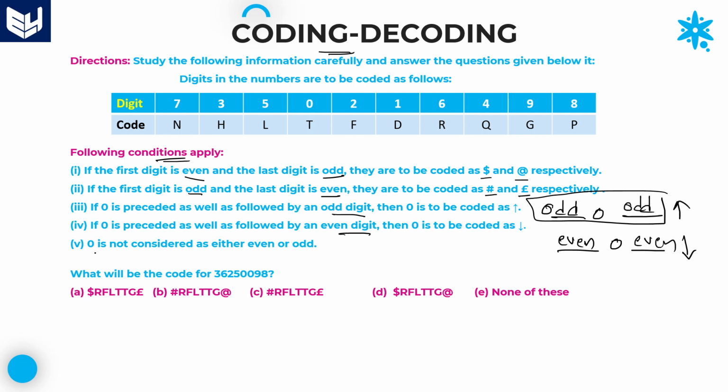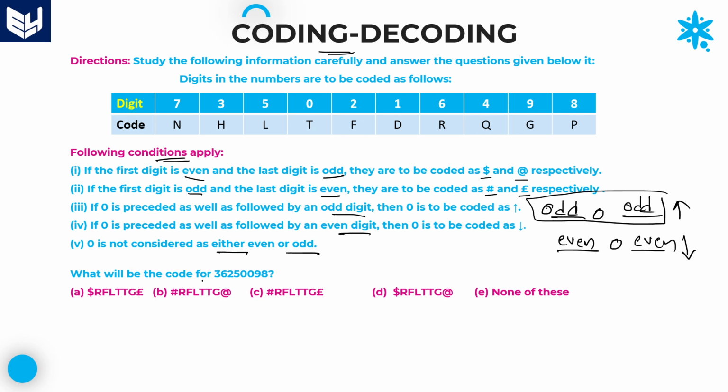And one more thing is 0 is not to be considered either even or odd. We already know that 0 is neither an even number nor an odd number. We should not consider 0 as an even number or an odd number. Now let's see the questions based on the given table as well as conditions.